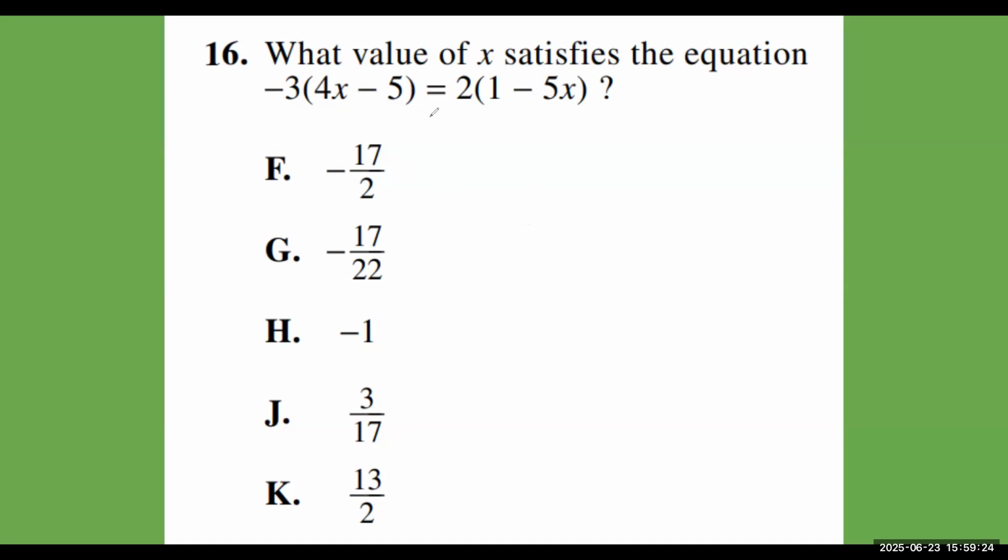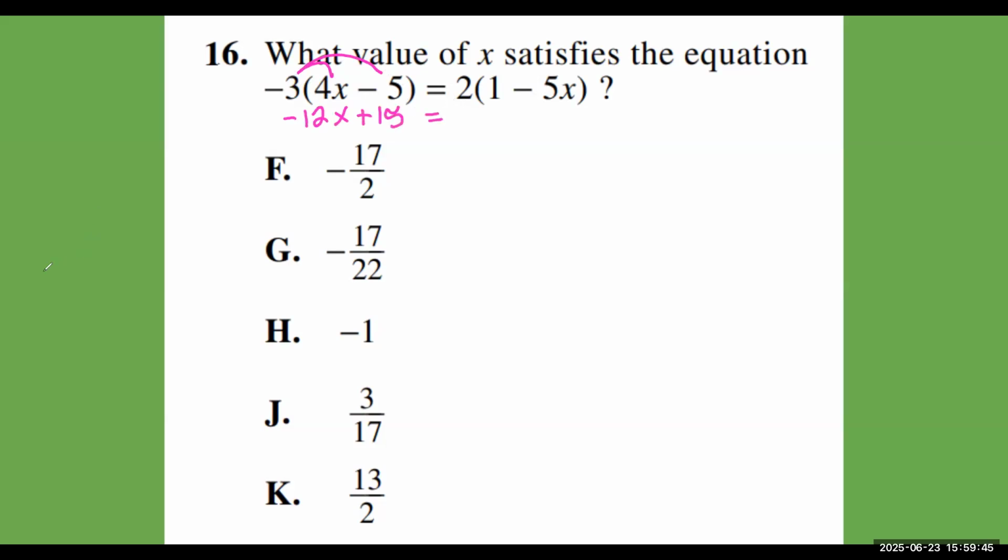So mathematically, I have a binomial getting multiplied by a monomial. So automatically, I would use distribution right here. I want to multiply everything on the inside by what's on the outside. So this would create negative 12x. A -3 times a -5 gives me a positive 15.